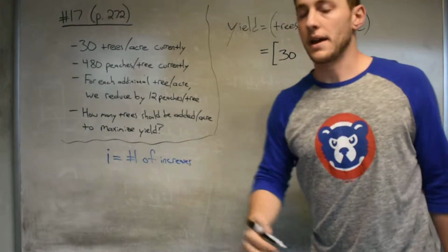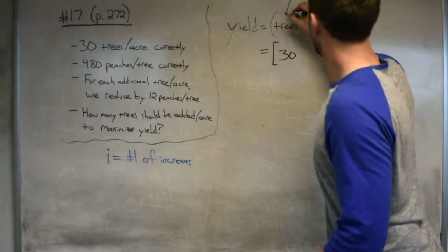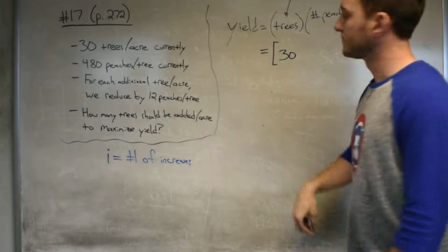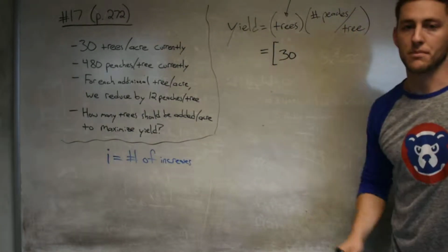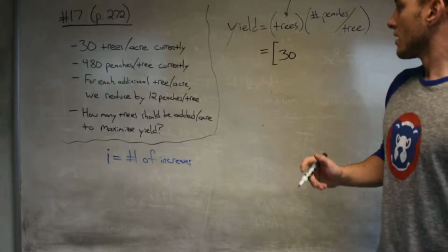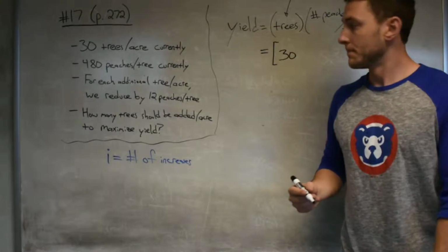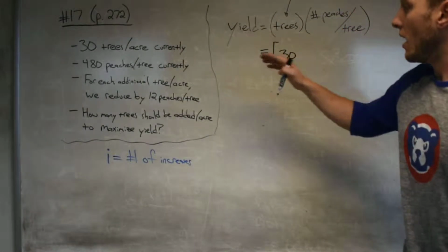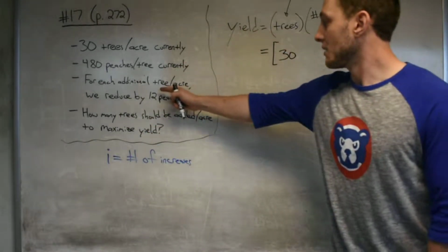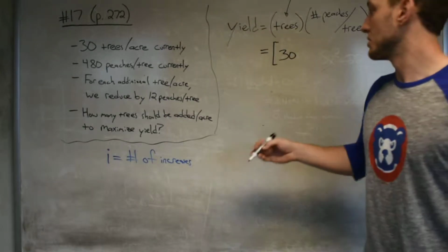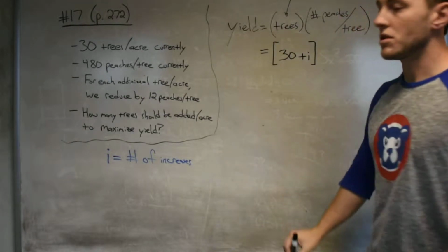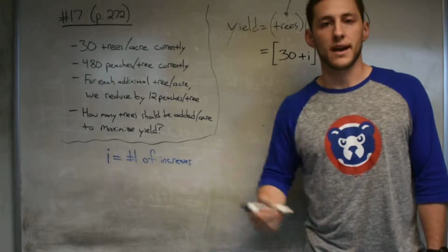And we're talking per acre, so I should say that. If that's cut off, I'm sorry. I'm not shooting with a wide angle lens. So currently we have 30 trees per acre. Now, when we adjust, I guess we're only adding 1 tree every single time we adjust. So the amount of trees better be something like 30 plus I.